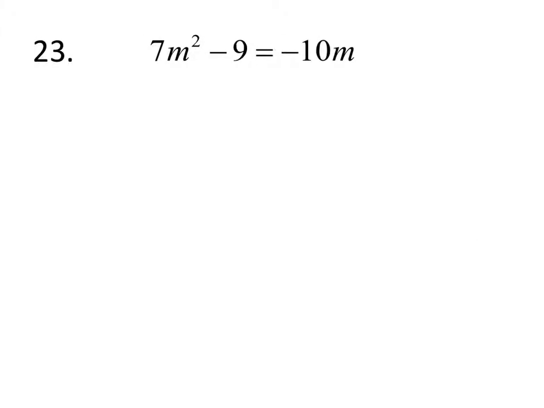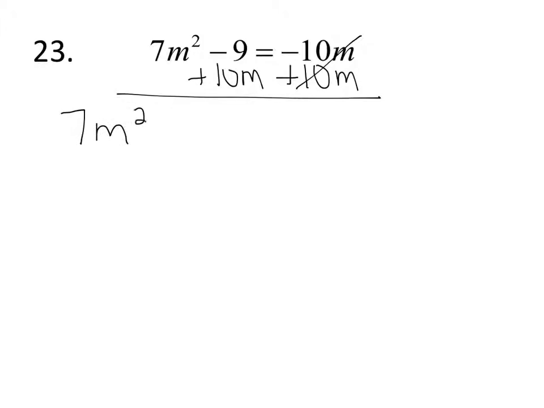All right, 23 says 7m squared minus 9 equals negative 10m. So you can do this a couple different ways. First off, you're going to have to move the 10m over to the other side in order to be able to factor this, because in order to factor, everything has to be set equal to 0. So you've got 7m squared plus 10m minus 9 equals 0.